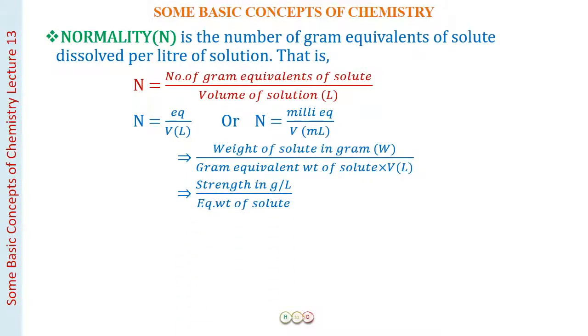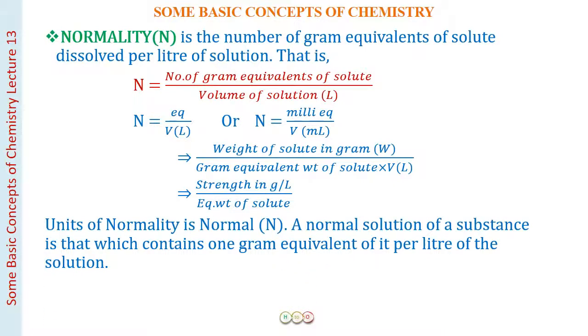And now what is strength? Strength is basically the weight of the solute per unit volume. So if we take the unit volume to be liters and the weight of the solute in grams, we will have the strength in grams per liter. So we can put this weight of the solute in grams divided by the volume in liters as strength in grams per liter. So we will have normality as strength in grams per liter divided by the equivalent weight of the solute.